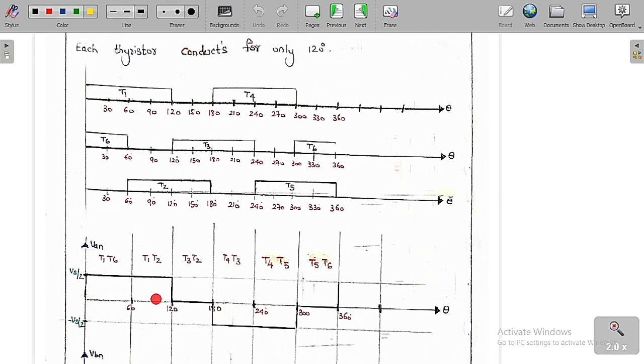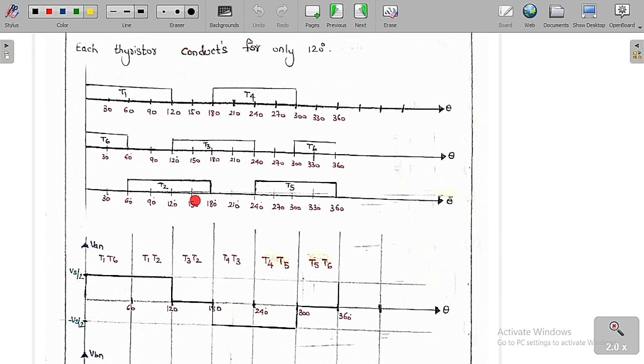Similarly from 60 to 120 degree, you can see clearly T1 is connecting and T2 is connecting. So when T1 and T2 are on, after analysis you can easily get the phase voltages and the line voltages. VAN is equal to Vs by 2, VBN is equal to 0, and VCN is equal to minus Vs by 2. So this is what you are going to get.